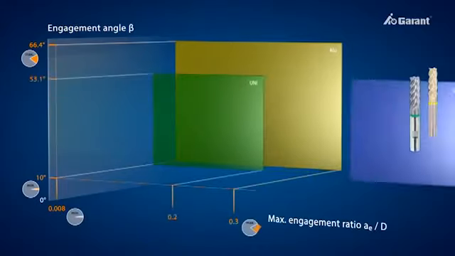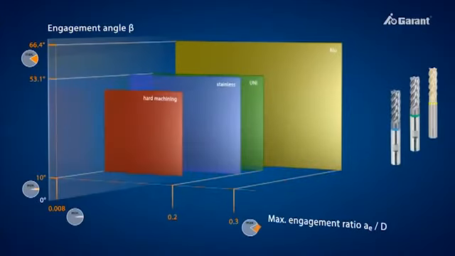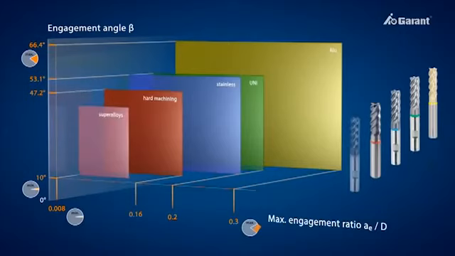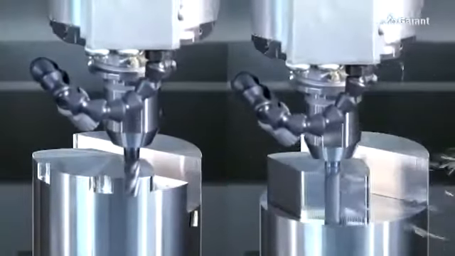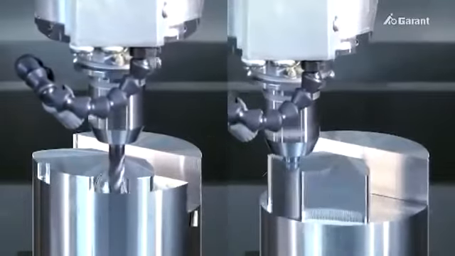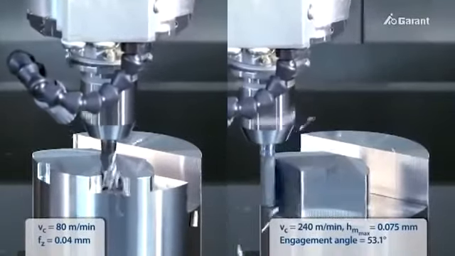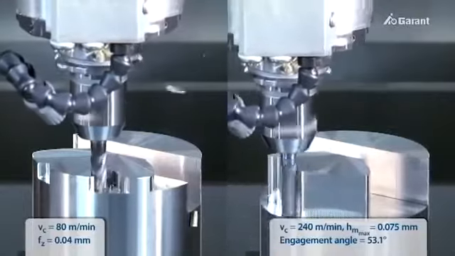Other ranges apply to uni, stainless, hard machining and superalloys, for which the optimum range lies between 10 degrees and 40.5 degrees. That corresponds to an engagement ratio of 0.008 to 0.12. To keep the average chip thickness constant as the engagement ratio becomes less, we have to increase VF. The result of this strategy is that high cutting speeds are allowed at full cutting depth, whilst at the same time achieving significantly reduced tool wear.